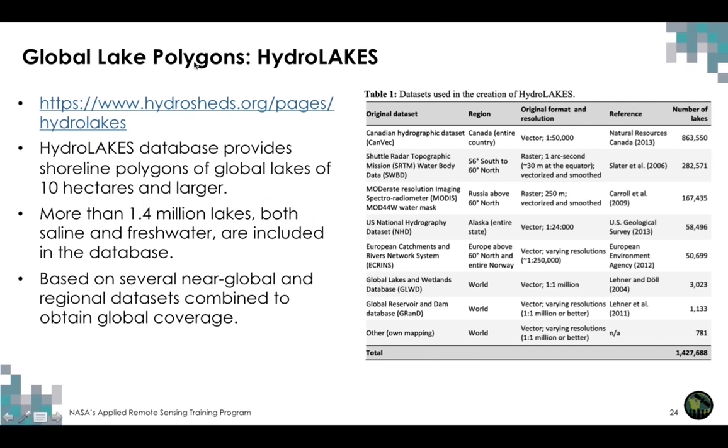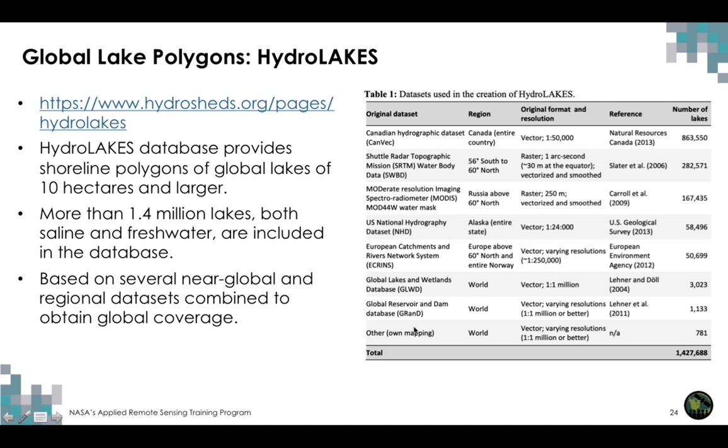These are global lake polygons from SRTM and other supporting data. They are called HydroLAKES, and more information can be found in this link. So the HydroLAKES database provides shoreline polygons of global lakes of 10 hectares and larger. There are more than 1.4 million lakes, both saline and freshwater, included in this database. Again, both natural and man-made reservoirs are seen through this. Based on several near-global and regional data sets combined, there is near-global coverage.